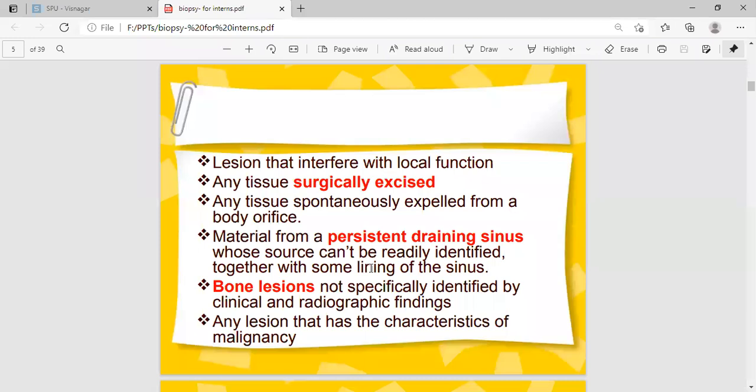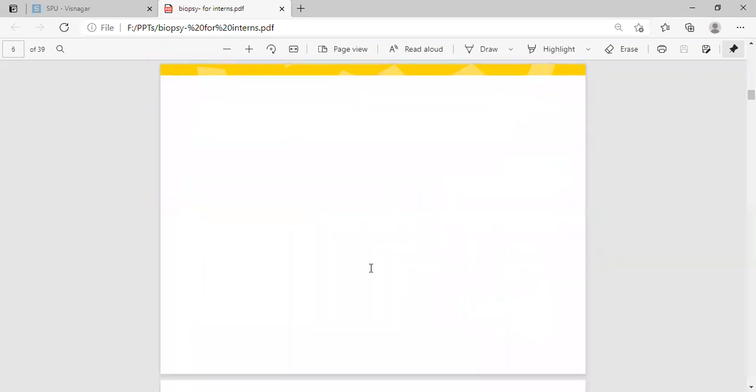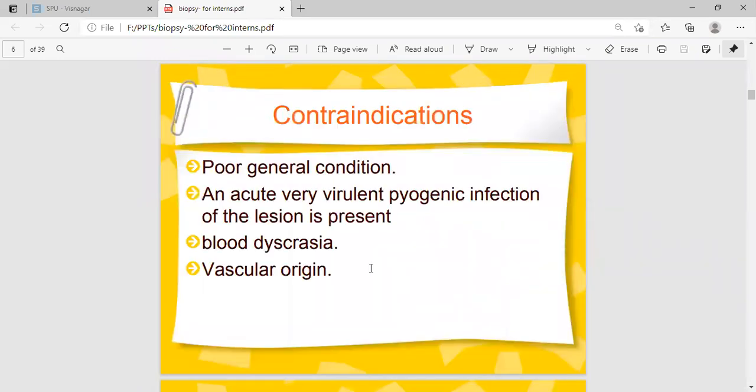So any bony lesions that are not specifically identified by clinical and radiographic findings, then any lesions that have the characteristics of malignancy. So for all these things, histopathological examination should be performed.